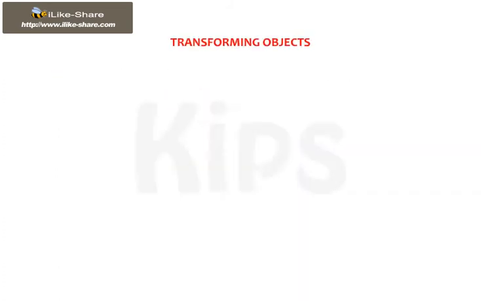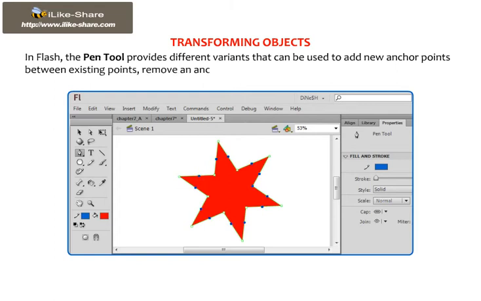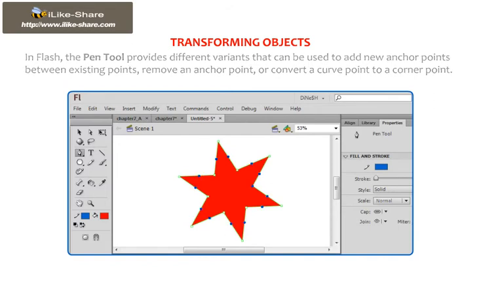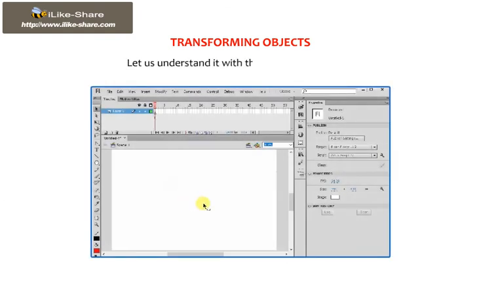Transforming objects. In Flash, the pen tool provides different variants that can be used to add new anchor points between existing points, remove an anchor point, or convert a curve point to a corner point. These options help in transforming one shape to another. Let us understand it with the help of an example.